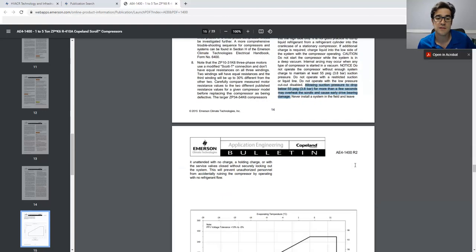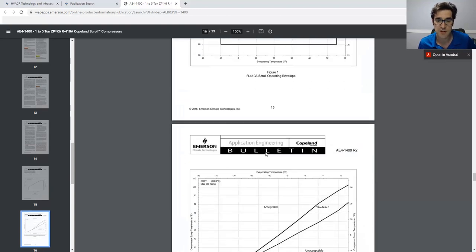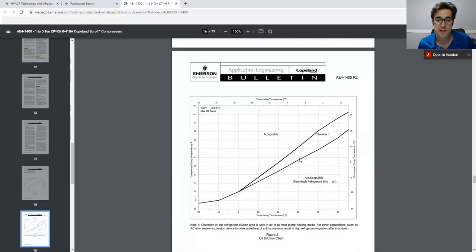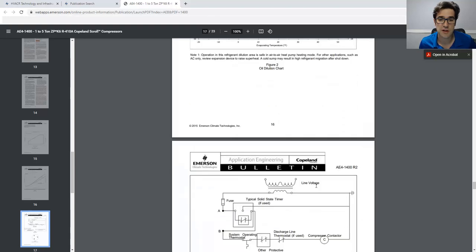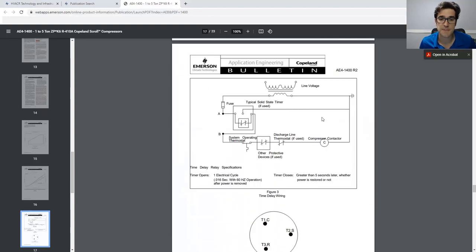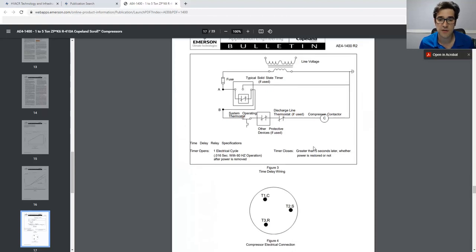In a few seconds. Here's the operation envelopes. Here's where the superheat is acceptable or unacceptable. This is where you would check the sump temperature of the compressor. Not many people do that, but you'll check underneath. You'd have to put a temperature probe. It's hard to get at. And check what that sump temperature is. And it's really from the bottom you need to do it. And if you're in this area, it's unacceptable. Too much oil dilution.